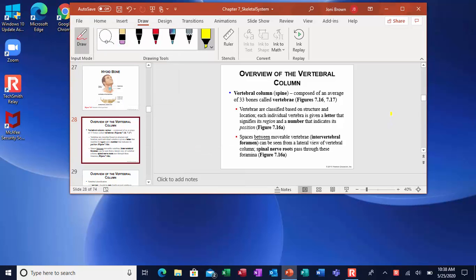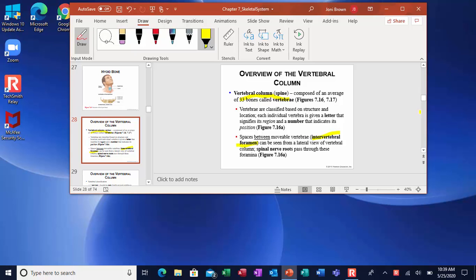Okay, now we want to look at the vertebral column. Some people say vertebral. Either one is correct. But we have 33 bones here that are called vertebrae. And they're classified by their structure and where they're found. And so each one of them is going to have a letter and a number to indicate the region where it is. The spaces between the movable vertebra you've got an intervertebral foramen.